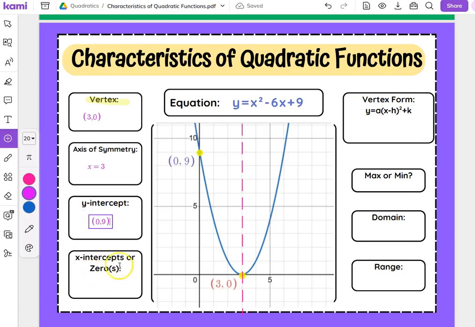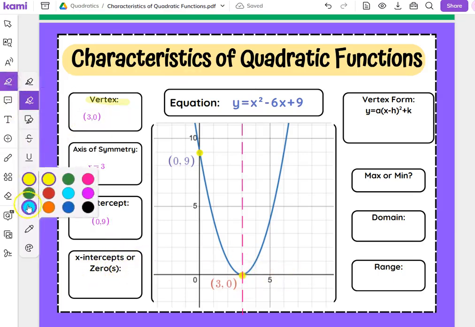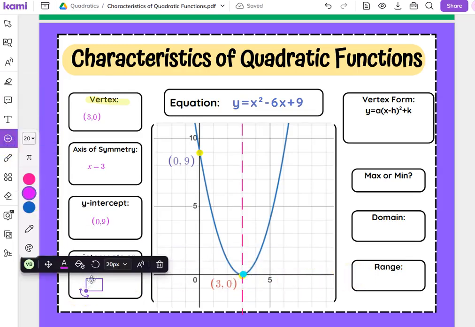Our x-intercepts, or zeros, are the same as the vertex because that's the only place that it touches the x-axis, so it's the same. And we just have one, so you only have to write one of them. So we write 3, 0, just like for the vertex.